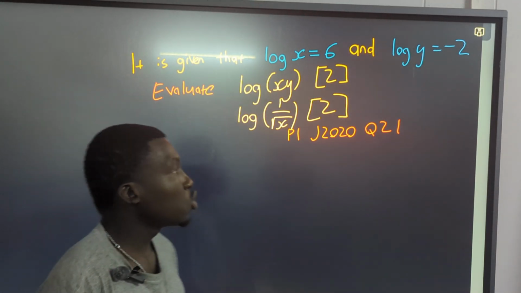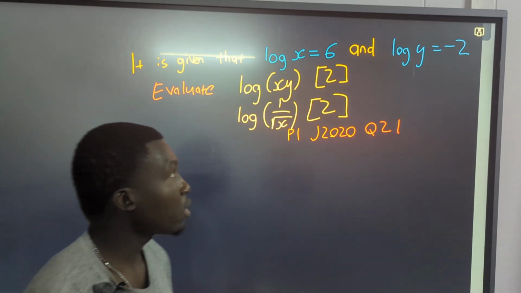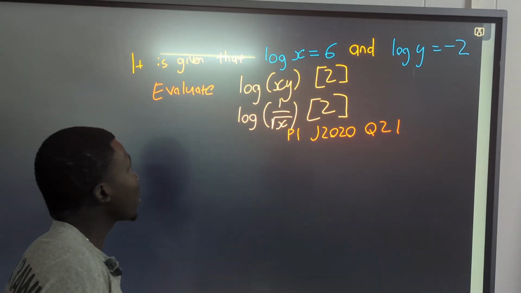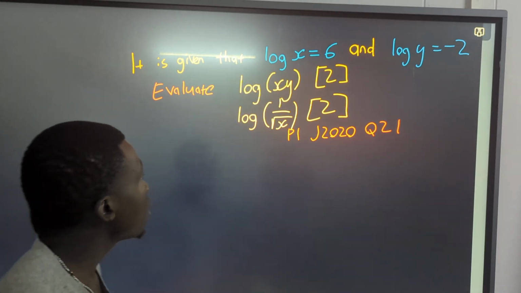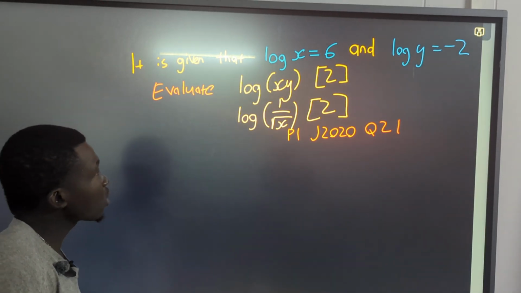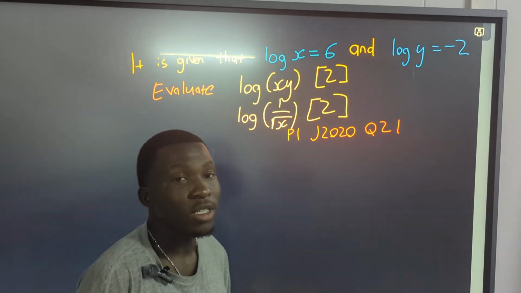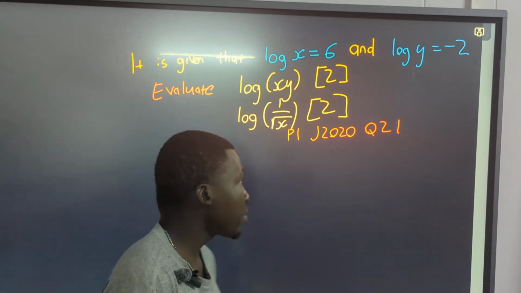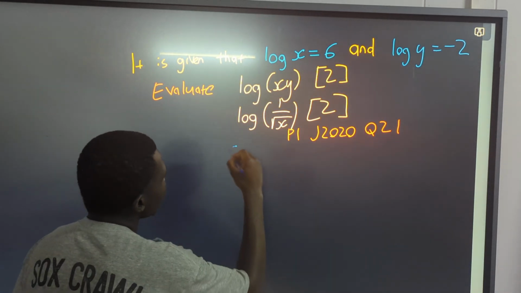This is from June 2020, paper one, question 21 from ZIMSEC. You're given that log x is equal to 6 and log y is equal to negative 2. You are to evaluate log xy for 2 marks and log of 1 over the square root of x for 2 marks, totaling 4 marks. Now let's see the solution to this.